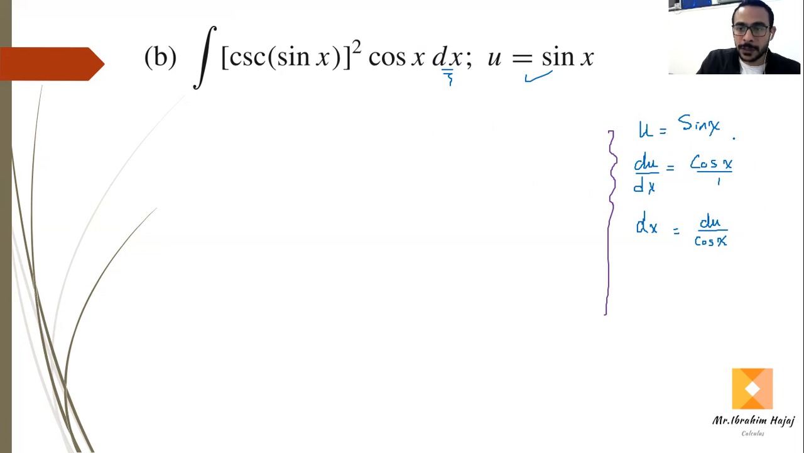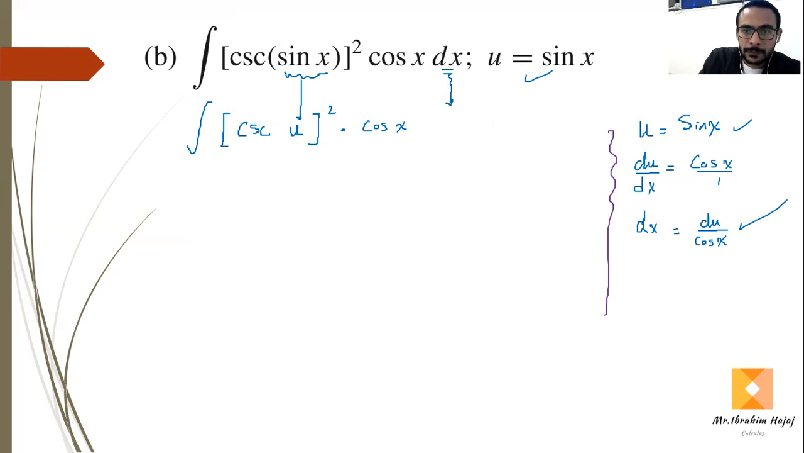So we have the u and we have sine x and we have the dx. So we can replace this sine x dx by u now. Replace sine x with u. So I have now cosec of sine x, which is cosec u, all squared, times cosine x. Then we said that dx is equal to du over cosine x. So we replace the dx by its value, du over cosine x.